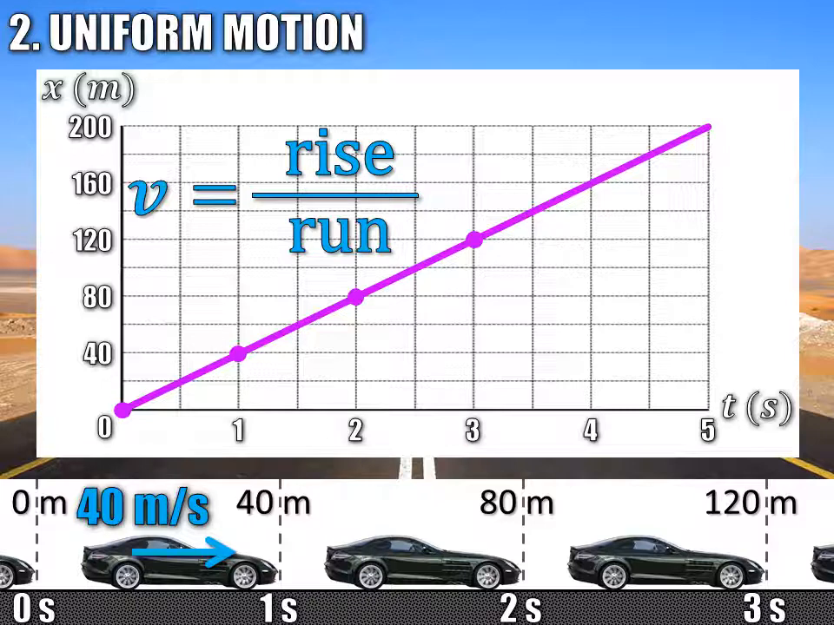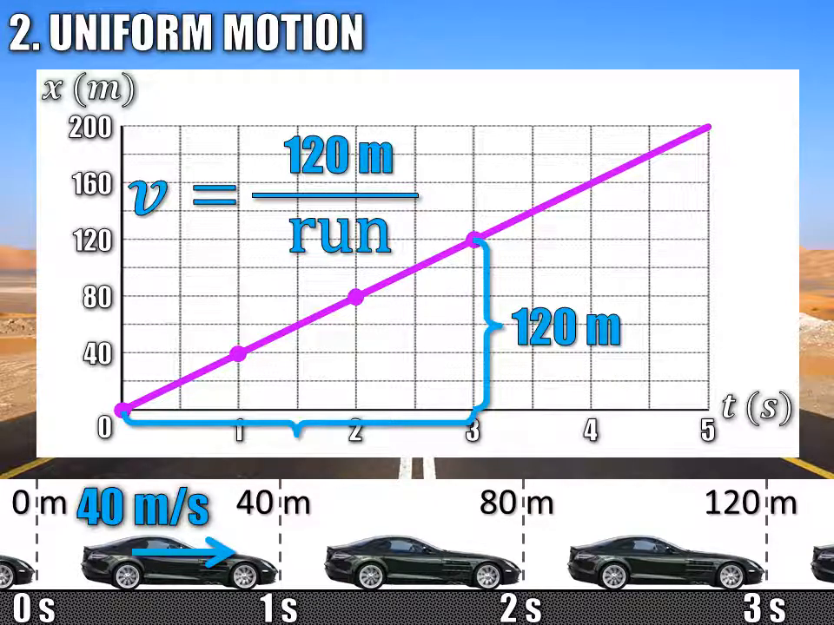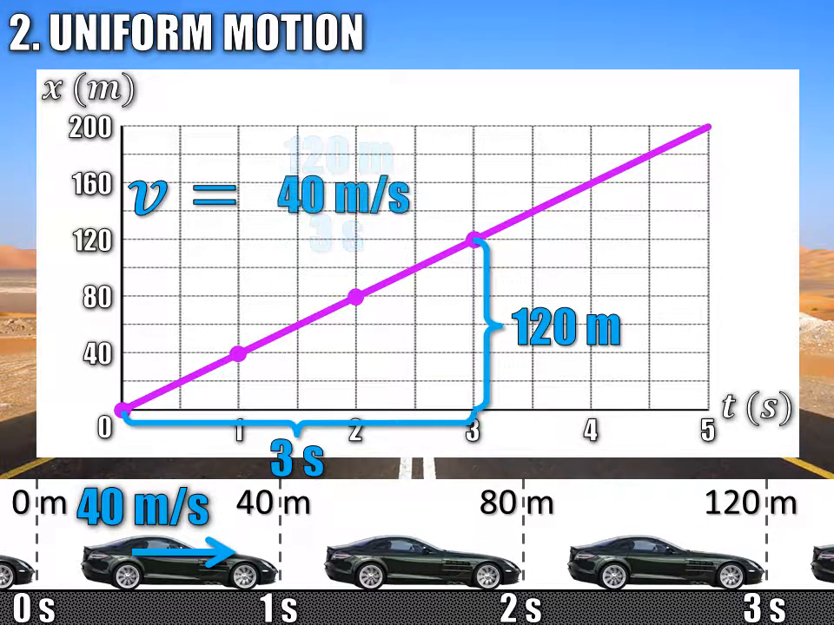The slope is the rise over the run. So from 0 to 3 seconds, you can see this is the rise of the car. The car has traveled 120 meters. So we'll substitute in for rise. And from 0 to 3 seconds, the car ran a time of 3 seconds. We plugged it in for the run. And so you see that 120 meters divided by 3 seconds gives us 40 meters per second, which was precisely the speed of the car that we set at the very beginning.